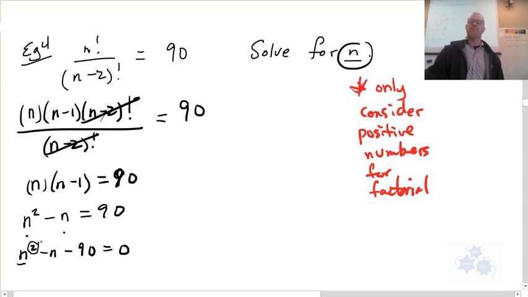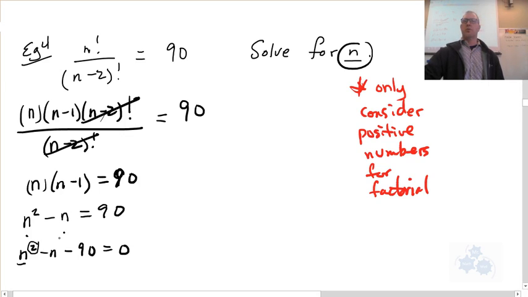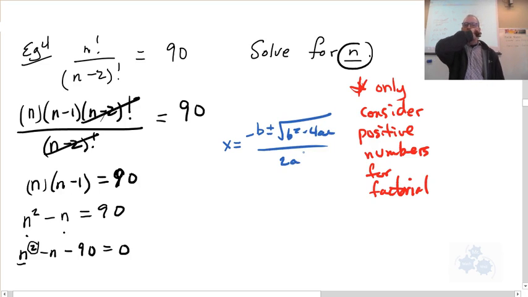There are two different things you can do. You can use the quadratic formula to solve for n. Do you remember the quadratic formula, and the song? x equals negative b plus or minus root b squared minus 4ac, all over 2a. Here, a is 1, b is negative 1, and c is negative 90. If you put a, b, and c into this and solve, you're going to get your answers, and there are probably going to be two possible answers.